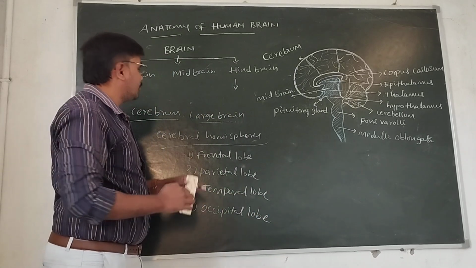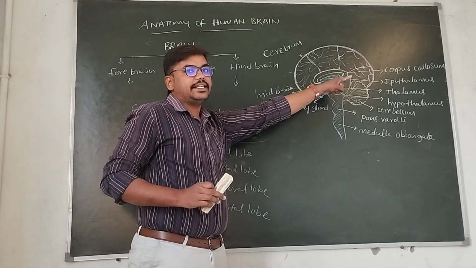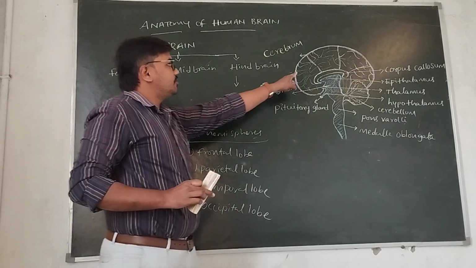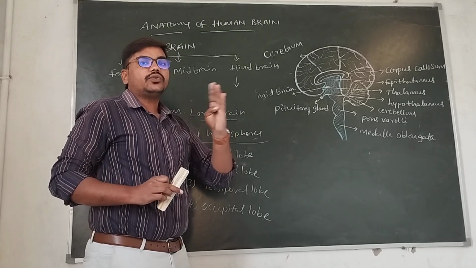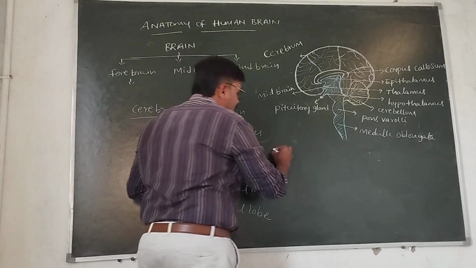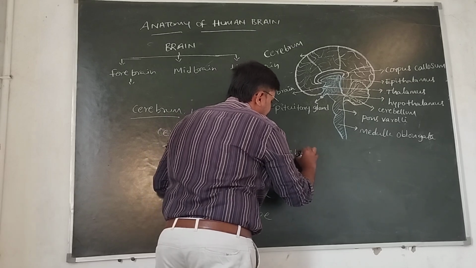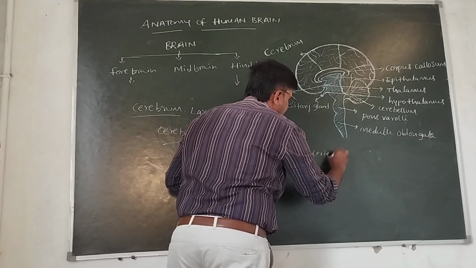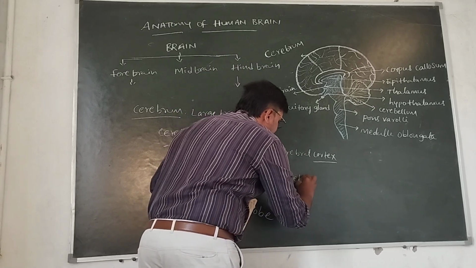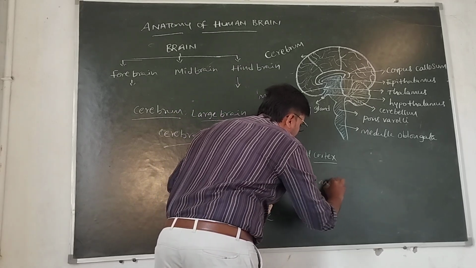These four lobes form the cerebrum. And the cerebrum is divided into two portions, outer portion and inner portion. The outer portion is called the cerebral cortex, and the inner portion is called the cerebral medulla.